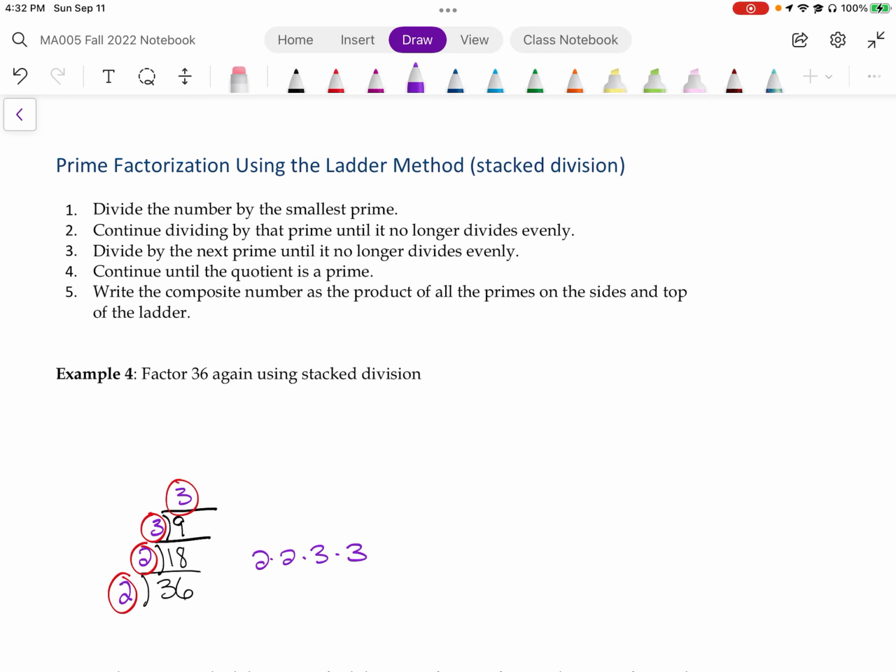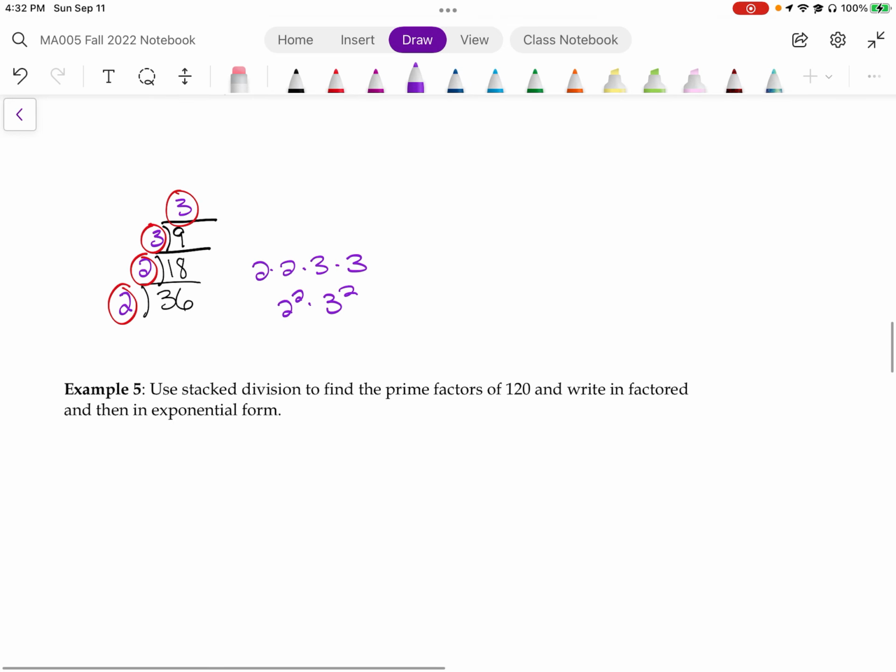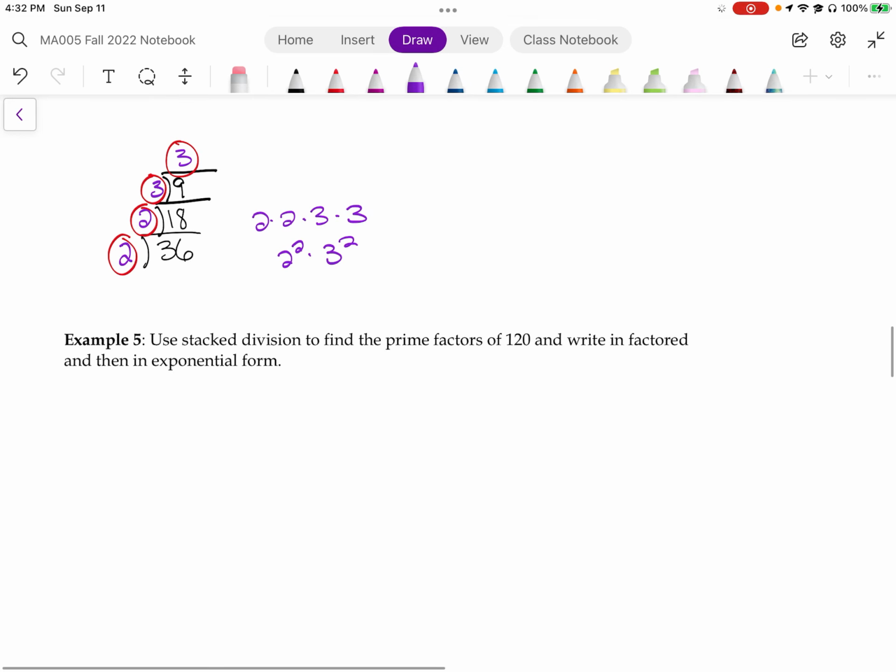So you start with the smallest prime. If it's not divisible by that anymore, you go to the next one, the next one, the next one. So they end up being in order. So 2 squared times 3 squared. So check that and see if you get 36. There's really only one way because you start with the smallest number you can think of and you just go from there. So I'm going to show you another one.